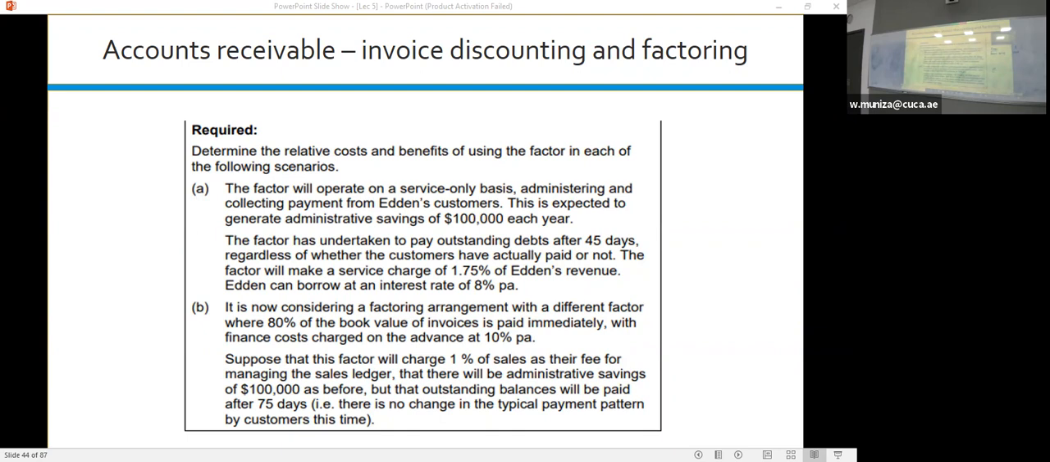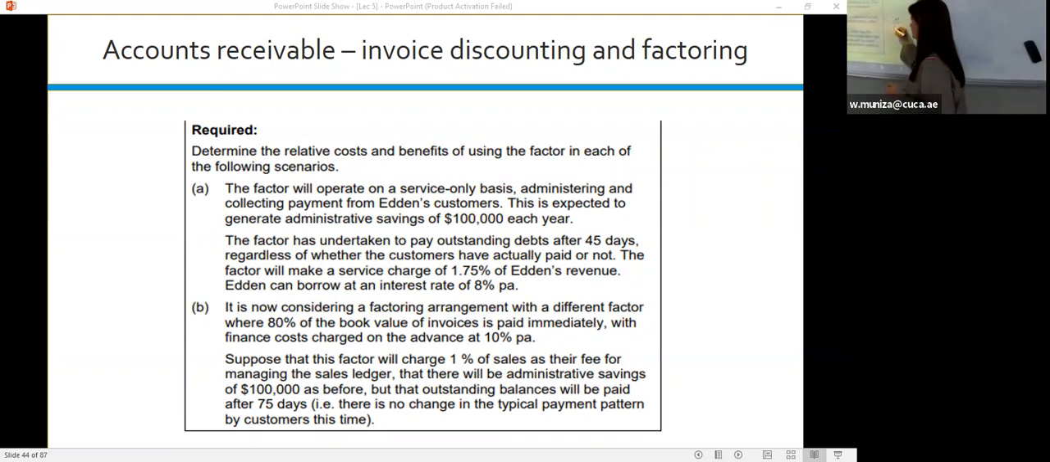$376,800 is the cost. How much? 376,800. Okay, in cost, what have you taken? First, 1% of sales, that is 16 million for sales. Yeah. Is it 160,000? Okay, this one you have taken.